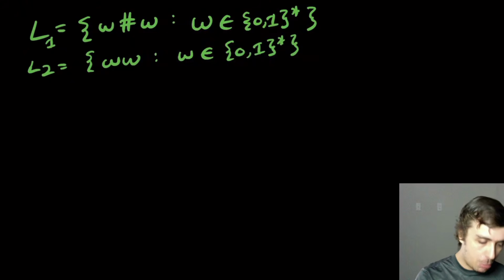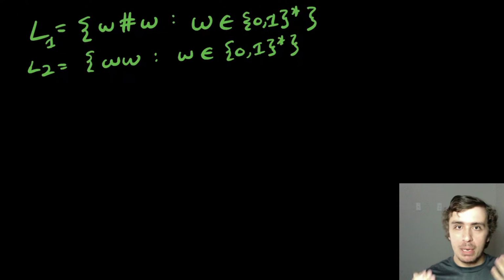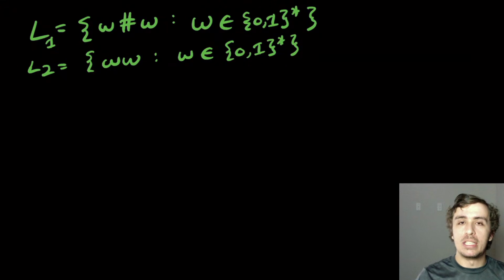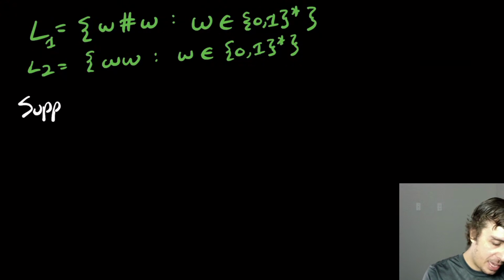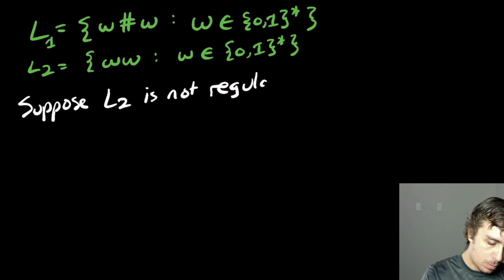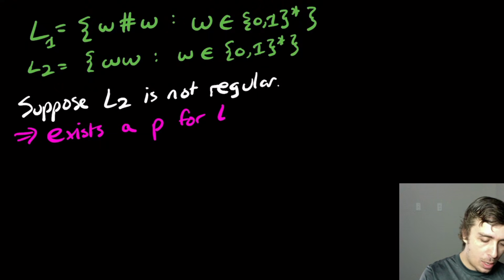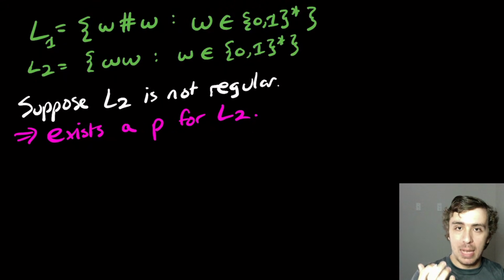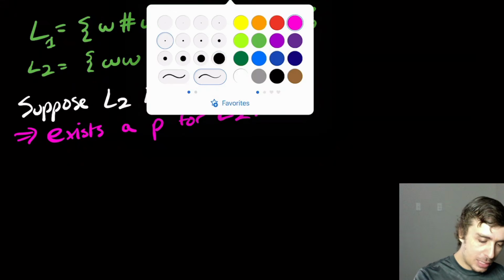So let's go about doing this. I'm going to prove that L1 is not regular. And actually, no, I'm going to prove that L2 is not regular, and then we'll see how to get that L1 is not regular. So let's suppose then that L2 is regular. Then that means there exists a pumping constant p for L2, and we need to pick a string that's in the language and at least p in length. So let's go ahead and do that.